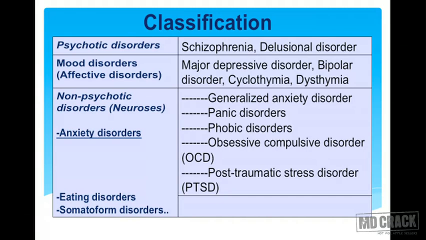When this does not happen, I am calling it non-psychotic. So non-psychotic disorders in which reality is intact is neurosis, and the neurosis includes 3 various disorders. Number 1 is anxiety disorders, number 2 is eating disorders, and last one is somatoform disorders. As far as anxiety disorders are concerned, there are various disorders which come under this category. Number 1, generalized anxiety disorder. Number 2, panic disorders. 3, phobic disorders. Number 4, obsessive compulsive disorder, OCD. And the last one is post-traumatic stress disorder.